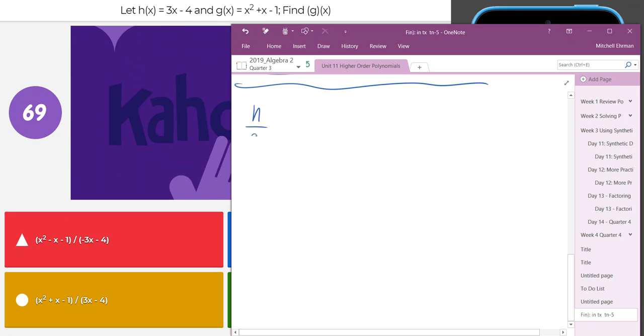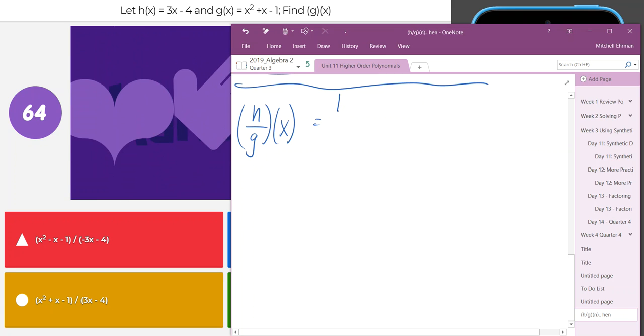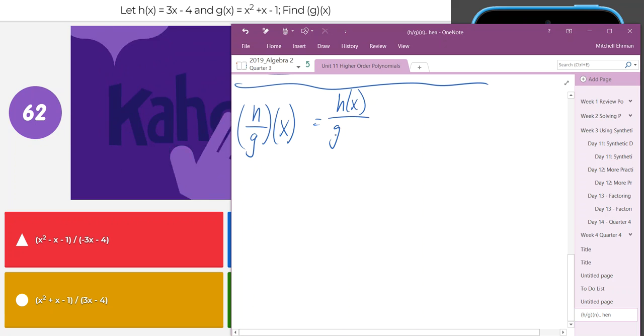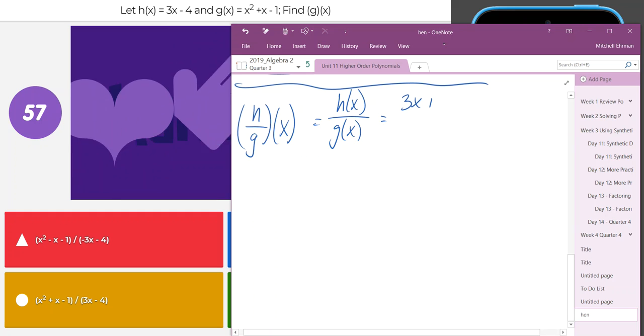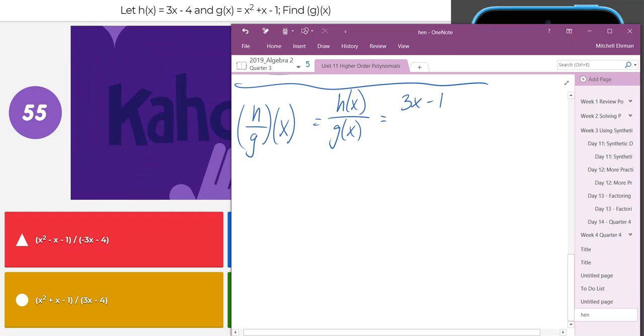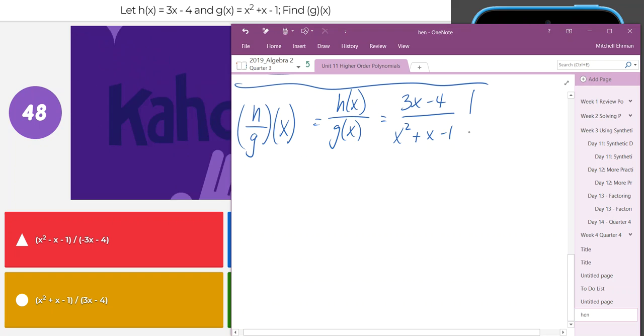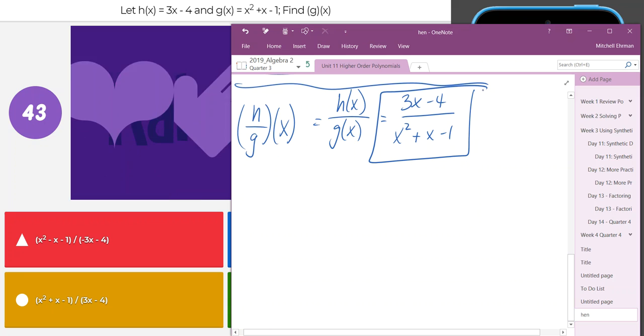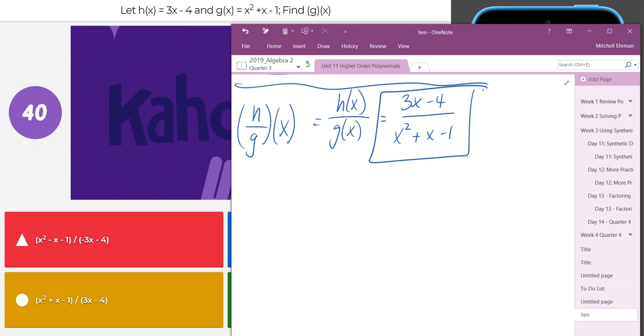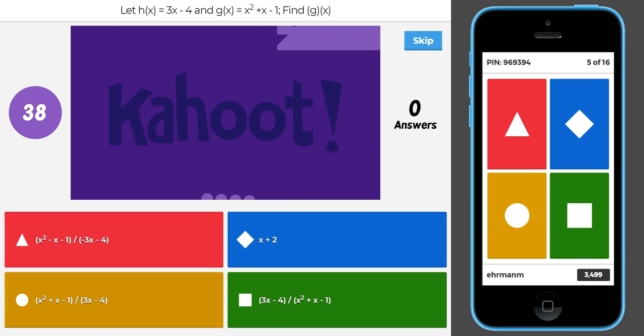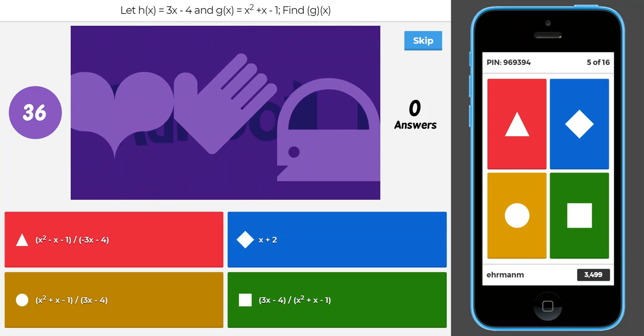So if this was h divided by g evaluated at x, we would need the h function divided by the g function. So that would look something like this, 3x minus 4 divided by x squared plus x minus 1. And if we could simplify, we would. I don't believe that can be done here. So I'm going to go with an answer of 3x minus 4 over x squared plus x minus 1.